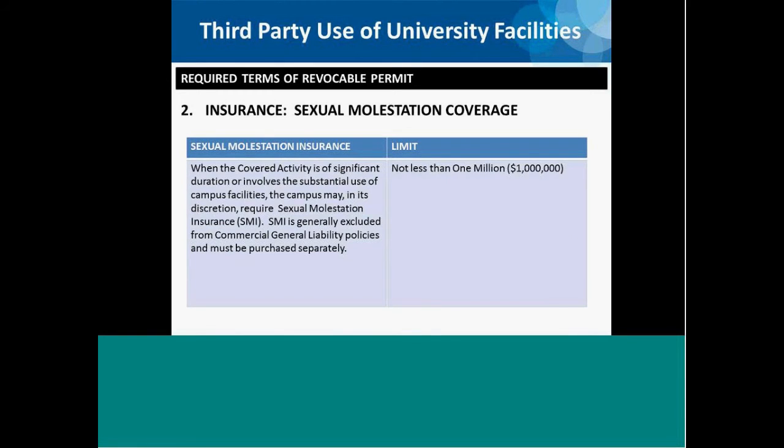Each campus may, in its discretion, require sexual molestation insurance. This insurance is appropriate when the covered activity is substantial, for example, an overnight camp, or if the covered activity is of significant duration, for example, 1 week, or if the covered activity involves large numbers of children. Sexual molestation insurance is generally excluded from commercial general liability policies and must be purchased separately. Should the campus decide to require sexual molestation insurance, the policy limit should be not less than $1 million.